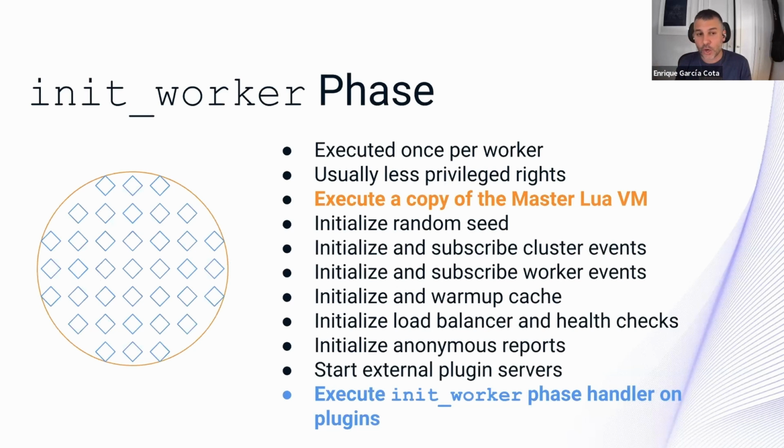And connections, new connections, don't necessarily reach the same worker every time they reach a node. So it's possible that those modifications are not there when the next connection arrives. It's somewhat difficult to explain. I can explain with another diagram at the end. Notice in blue at the bottom that the init worker phase is available on plugins.